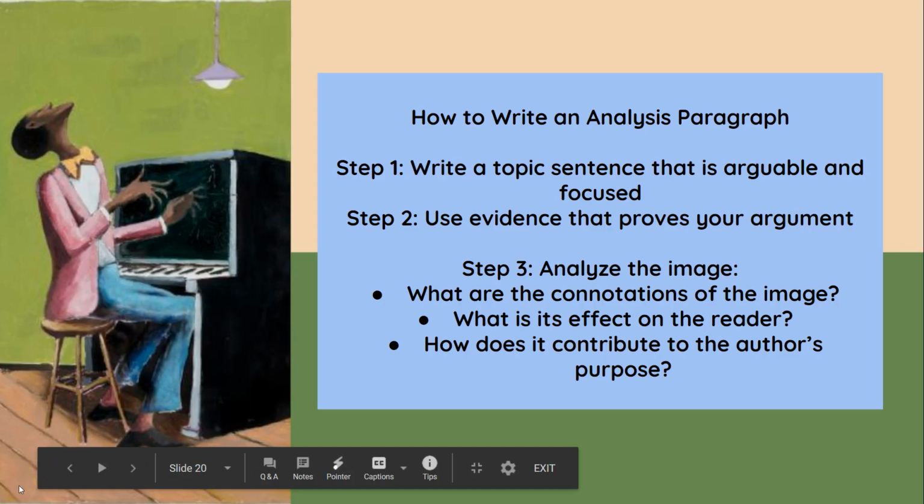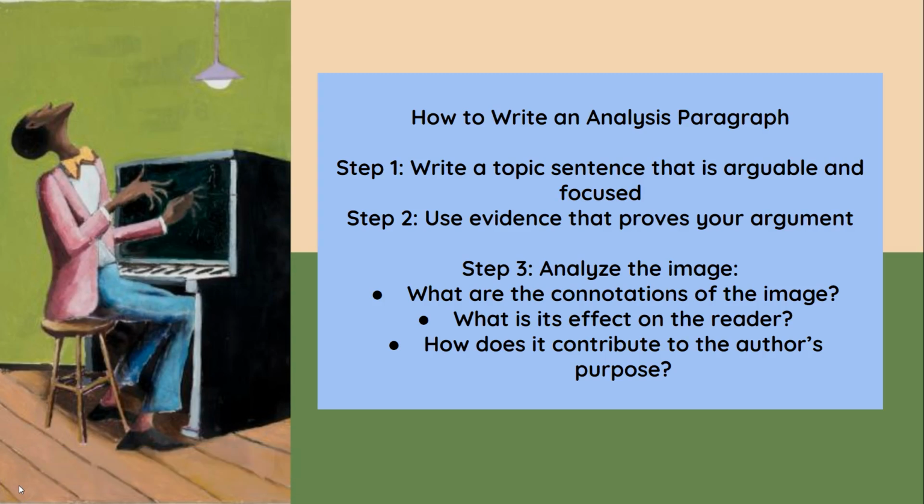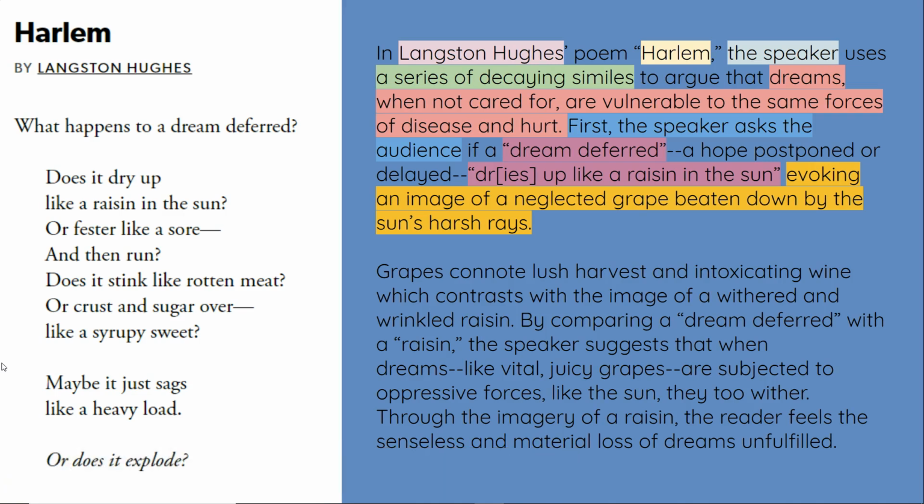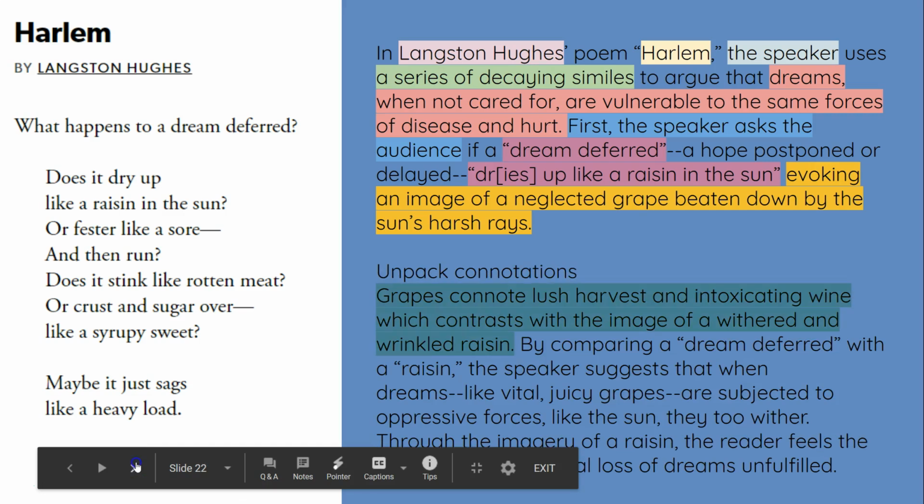So now that we have brought in evidence, we want to analyze the image. And when we are writing our analysis or commentary, we want to think about what are the connotations of the image, what is its effect on the reader, and how does it contribute to the author's purpose. With our commentary, we might say something like, grapes connote lush harvest and intoxicating wine, which contrasts with the image of a withered and wrinkled raisin. By comparing a dream deferred with a raisin, the speaker suggests that when dreams, like vital, juicy grapes, are subjected to oppressive forces like the sun, they too wither. Through the imagery of a raisin, the reader feels the senseless and material loss of dreams deferred.